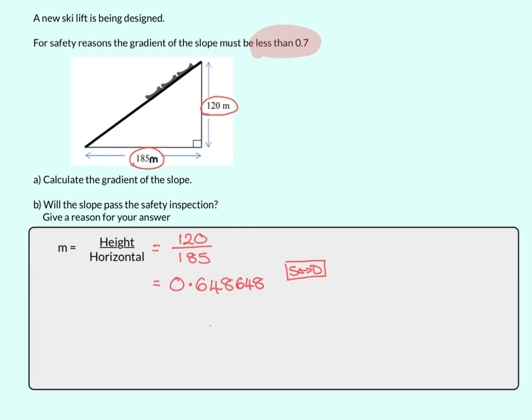Right, is that number less than 0.7? Just look at this bit, is it less than 0.7? It starts 0.6 something, so it is less than 0.7. Okay, so for part B, let's get back into red. For part B, will the slope pass the safety inspection? Yes, it will pass the safety inspection.